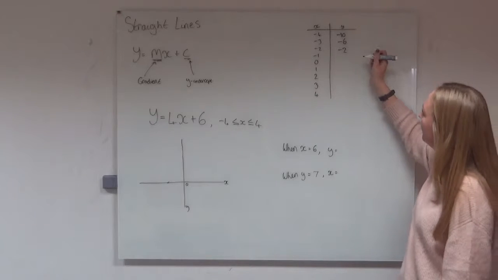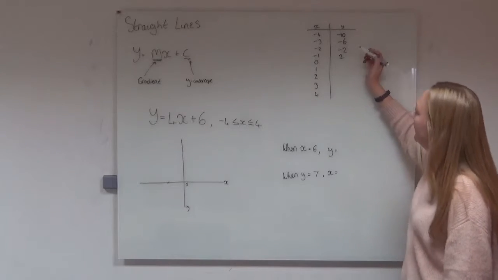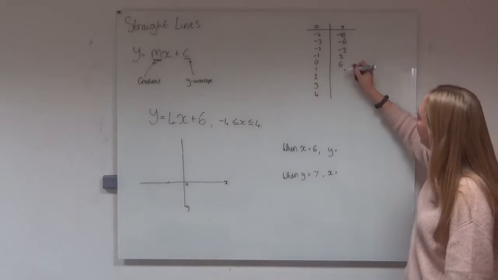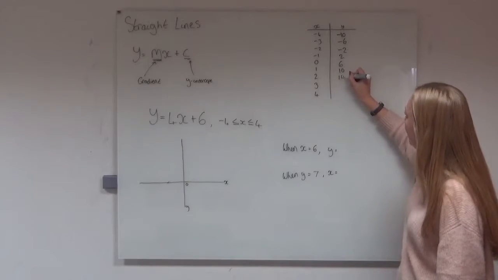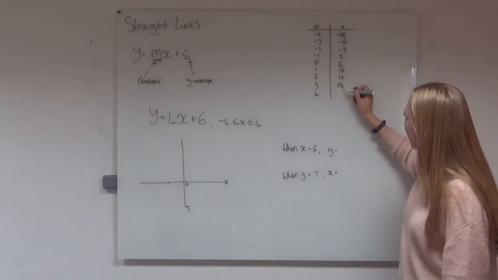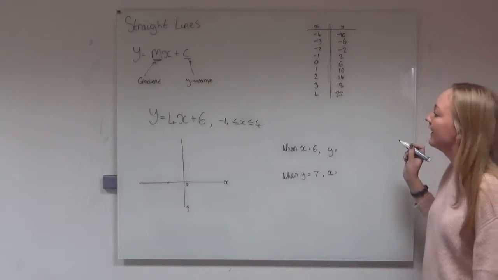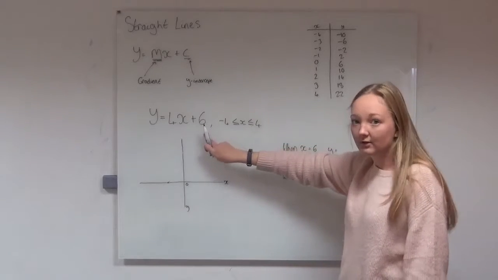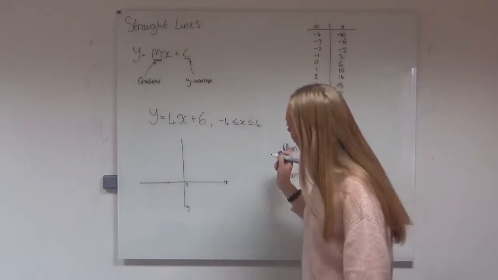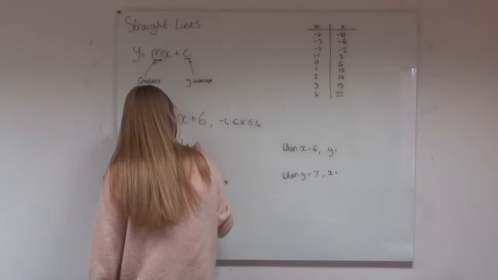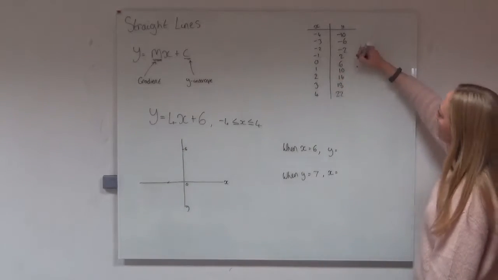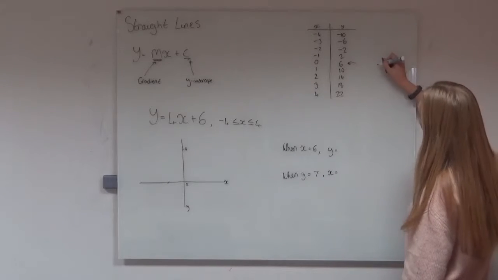So when x is -1, we'd end up with 2 for y. At 0, we'd get 6. At 1, we'd get 10, at 2, 14, at 3, 18 and at 4, 22. So as we said before, we know that from this format that 6 is where our line will cross the y-axis, so we can sketch this onto our graph. It's also shown in our table here, because we've got x being equal to 0 and y being equal to 6, giving us the coordinate of (0, 6).